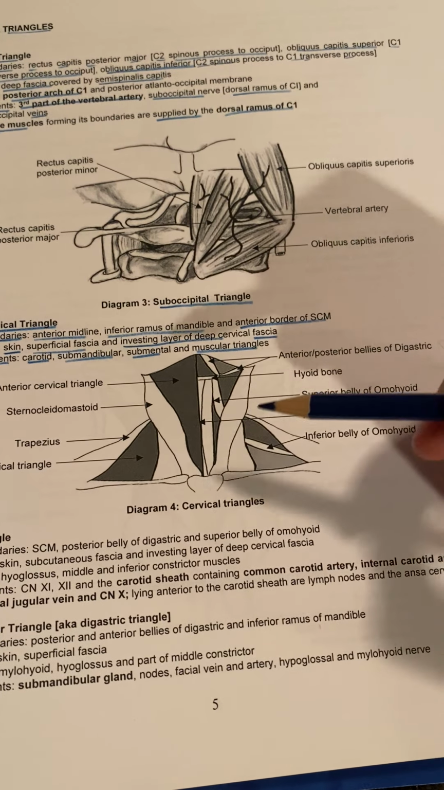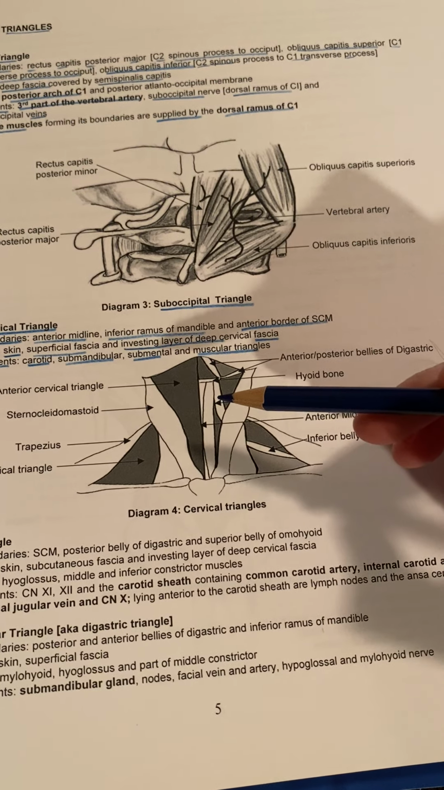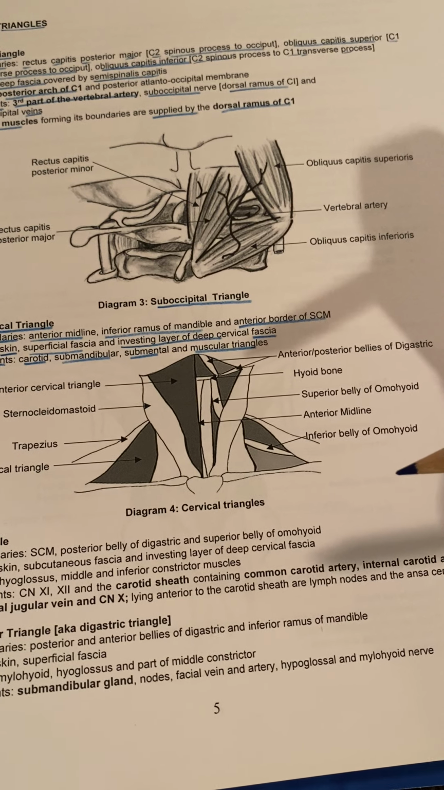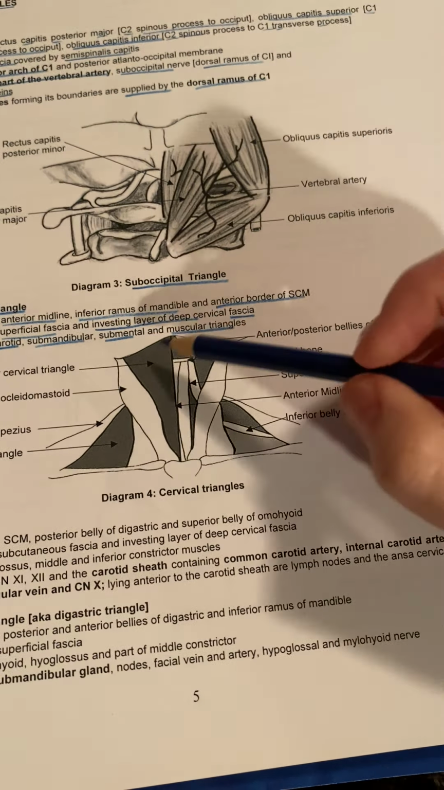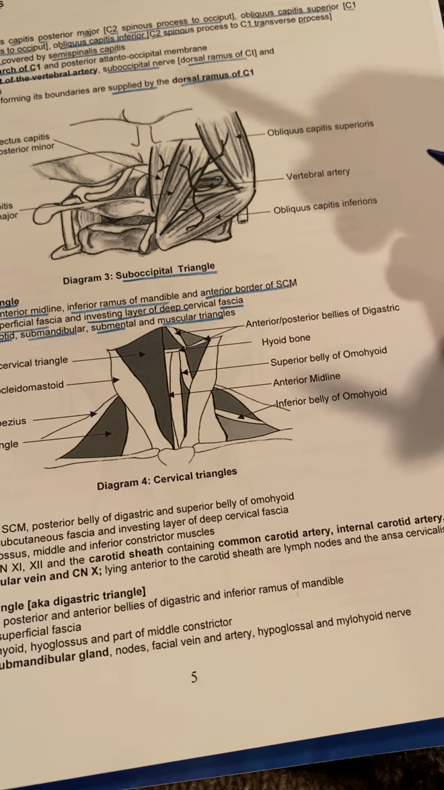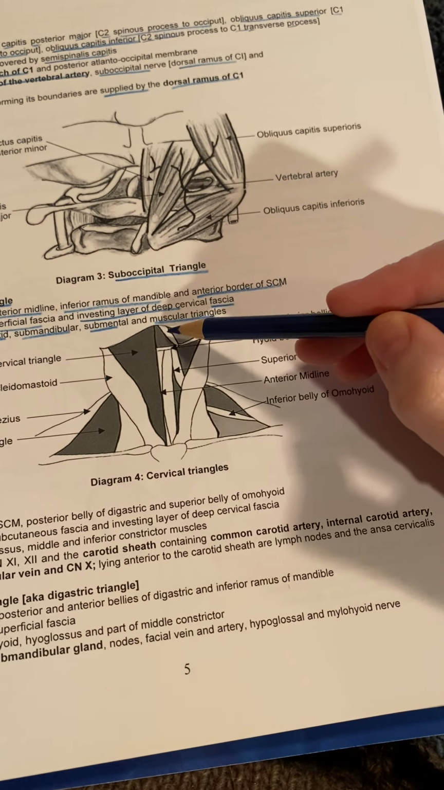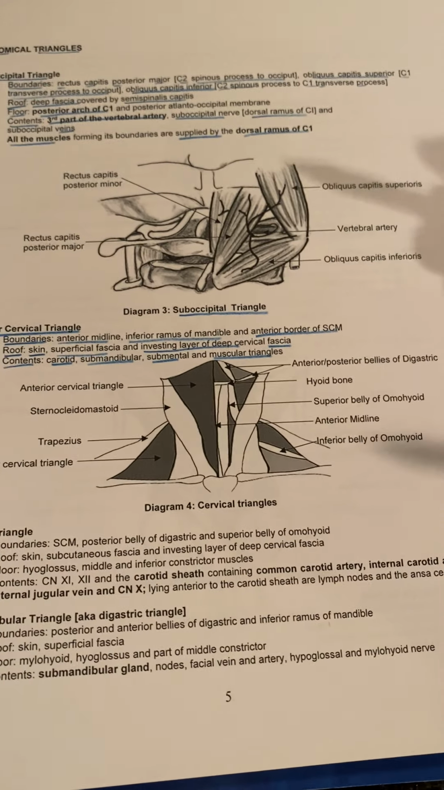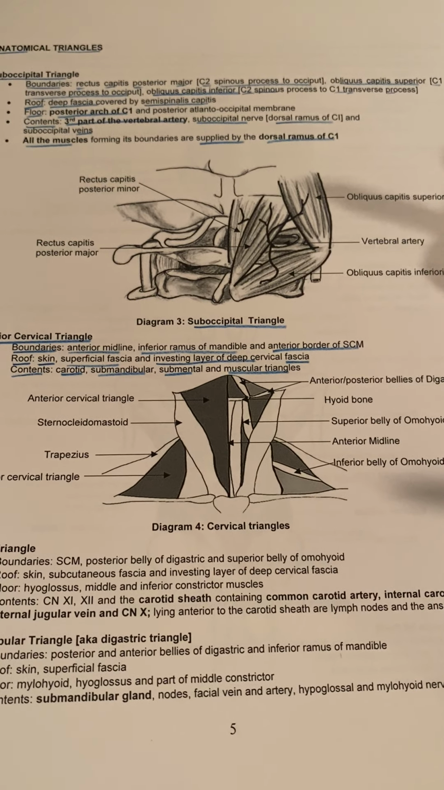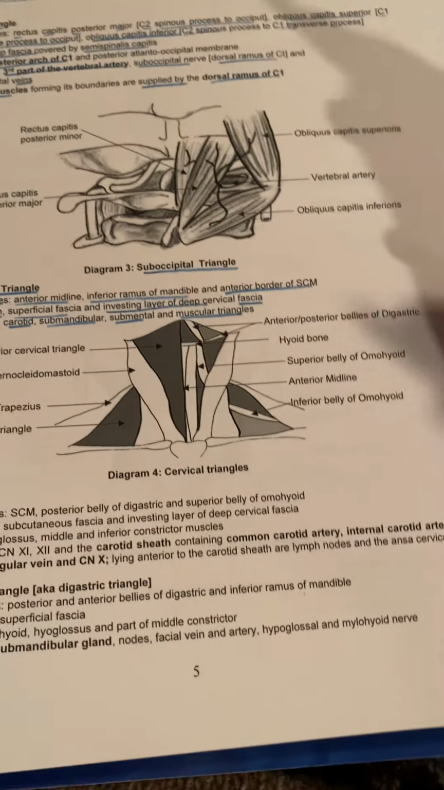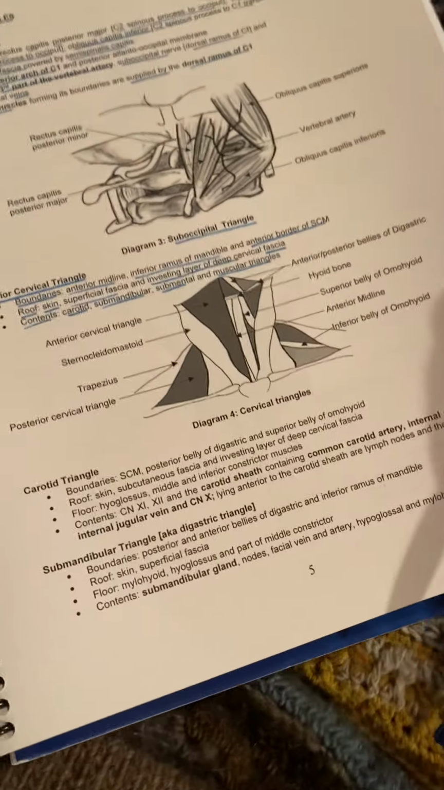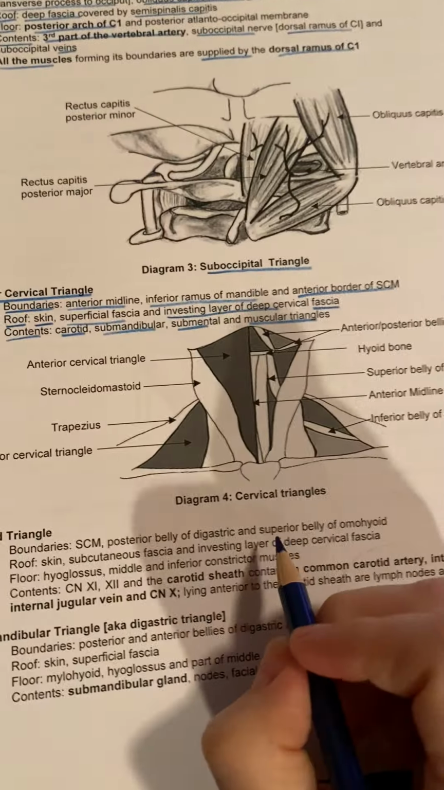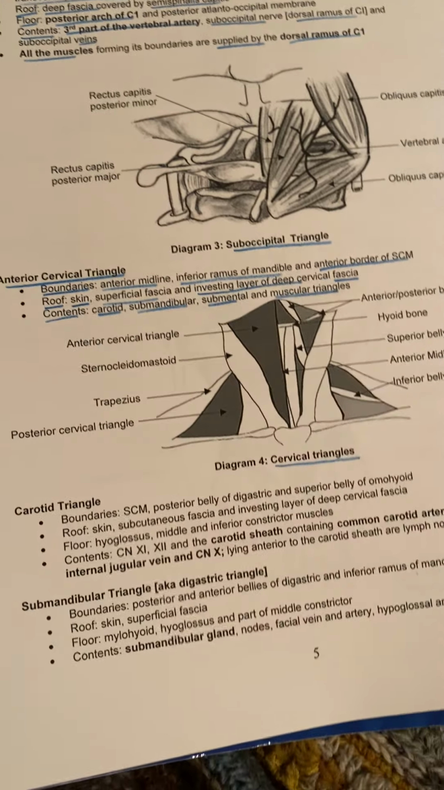Anterior midline. Superior belly of the omohyoid. Here's the hyoid bone. Anterior and posterior bellies of the digastric. All right, let's outline that. Cervical triangles.